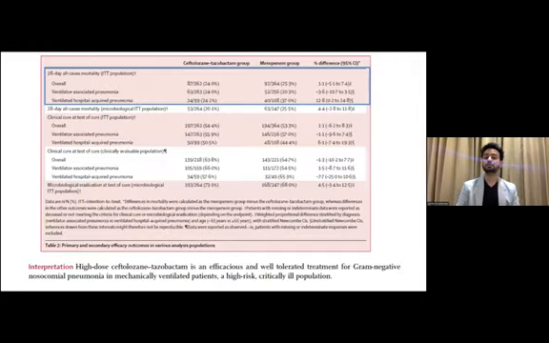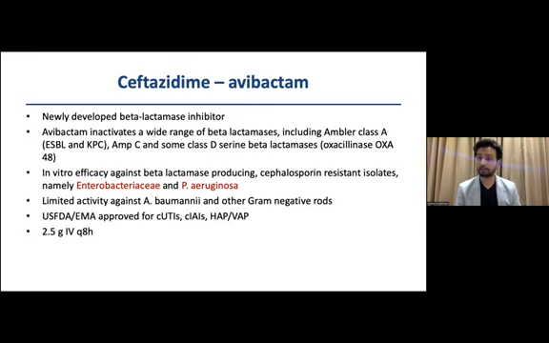The most popular drug that we have currently in the market is ceftazidime avibactam. So ceftazidime avibactam, we all have been using it. This is a newly developed beta-lactamase inhibitor, which is avibactam. We all know that avibactam has a wide range of beta-lactamase coverage. It has significant effective in vitro activity against the CRE organisms, the ESBL Enterobacteriaceae, and Pseudomonas.